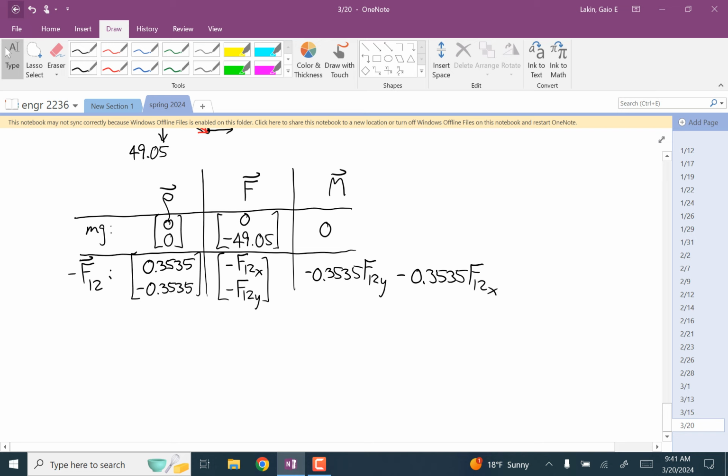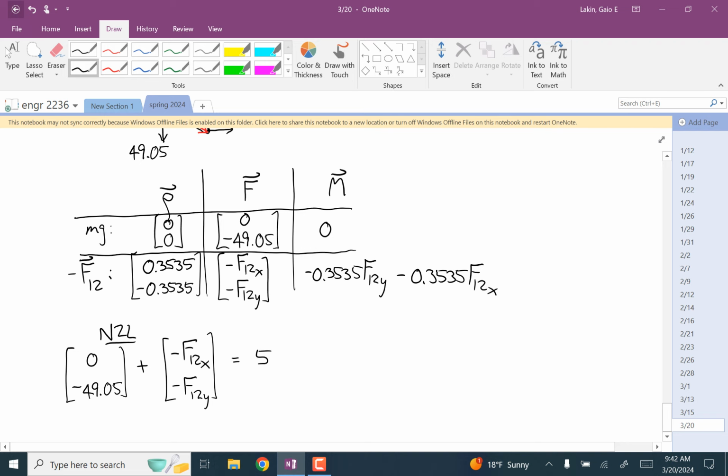Do we need Newton's second law for this one? Yes. So Newton's second law says 0, negative 49.05, plus negative f12x, negative f12y is equal to the mass of this body times the acceleration of the center of mass.